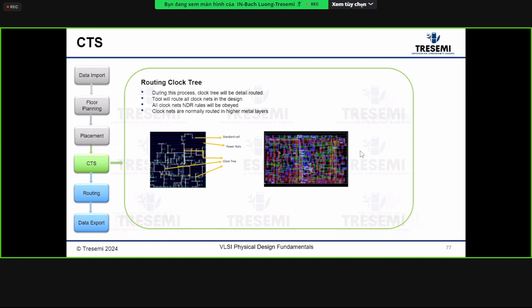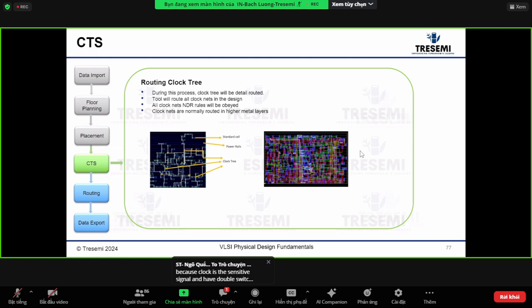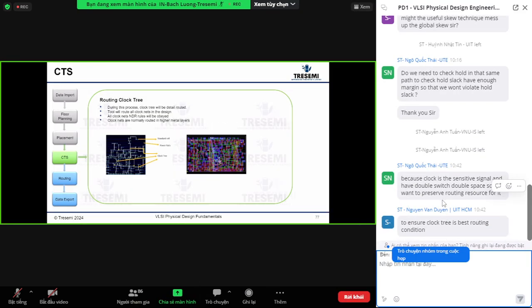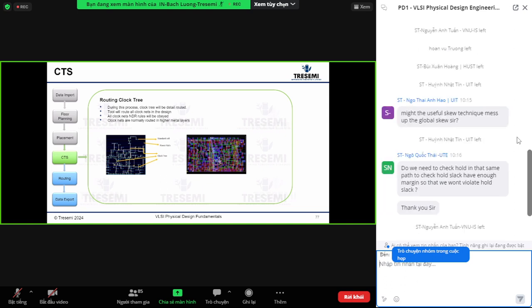Okay. Reason we want to route the clock nets first is because okay, oh there we go. Okay, let me oh okay, I see it come up. Let me go look up here. Oh, dope. Okay. I'm having issue with the chat.